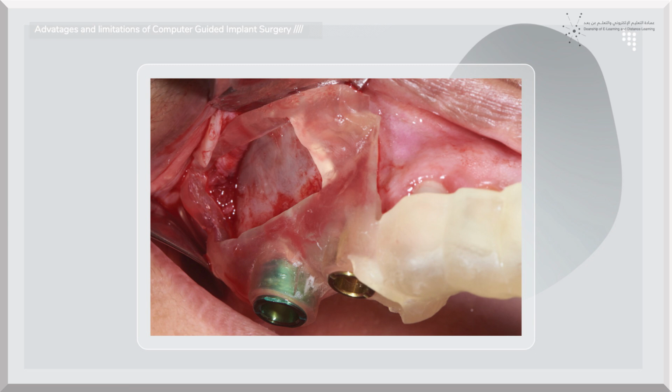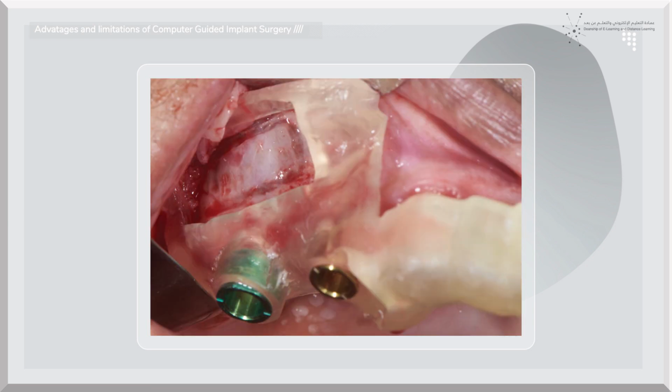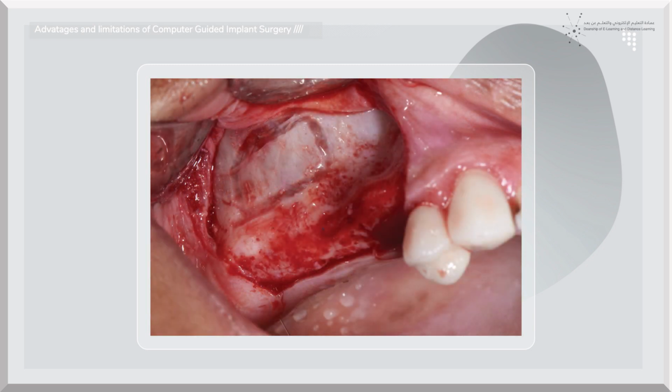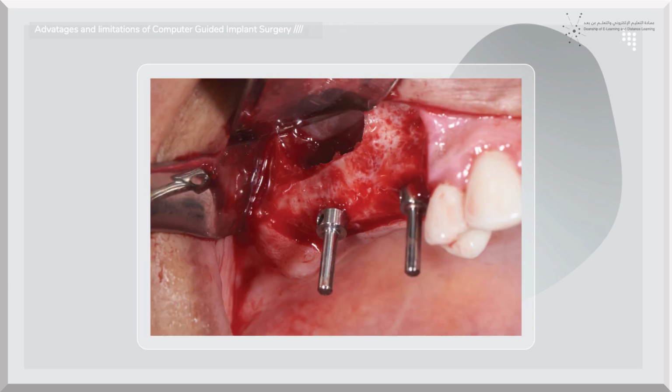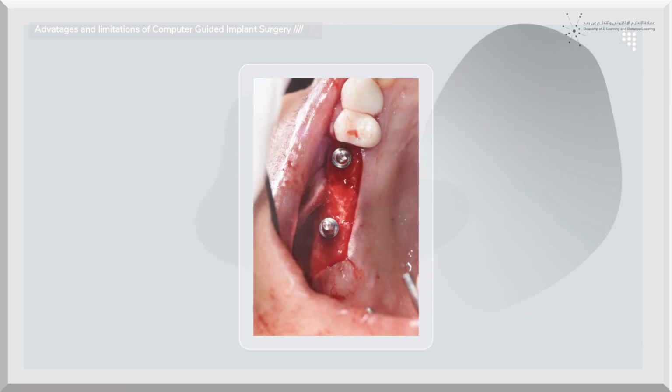In this case, I have done an implant placement with simultaneous sinus graft, so the problem was not there. However, the surgical guide actually helped me in defining where exactly the lateral window should be. So this is the lateral window, and after that we take the surgical guide away and we continue the sinus lift surgery as usual. So this is the osteotomy and the two parallel pins and then the bone graft.